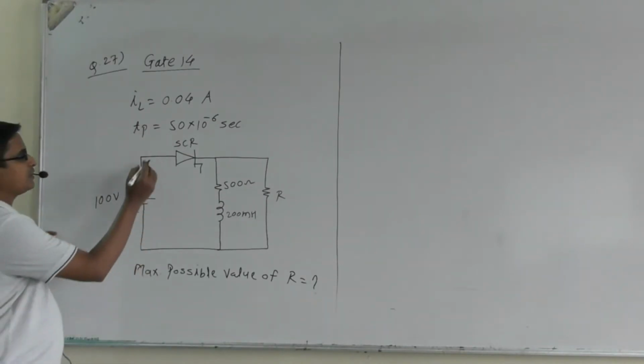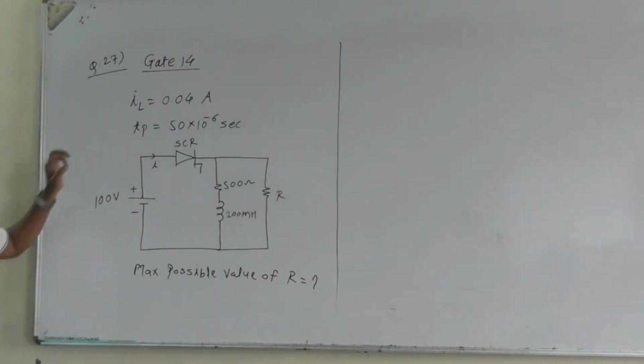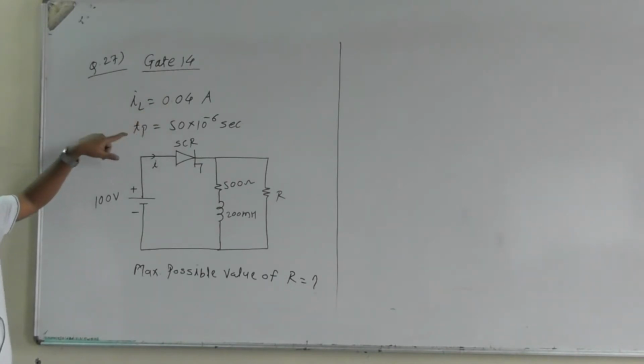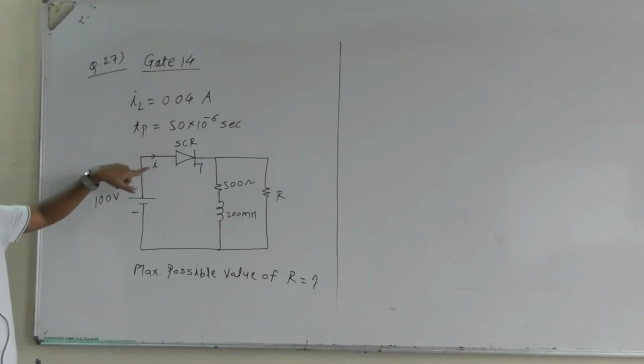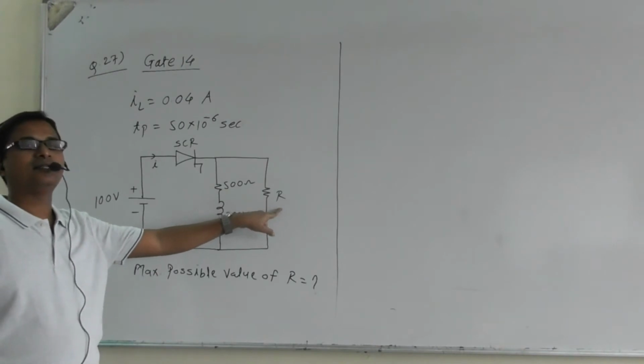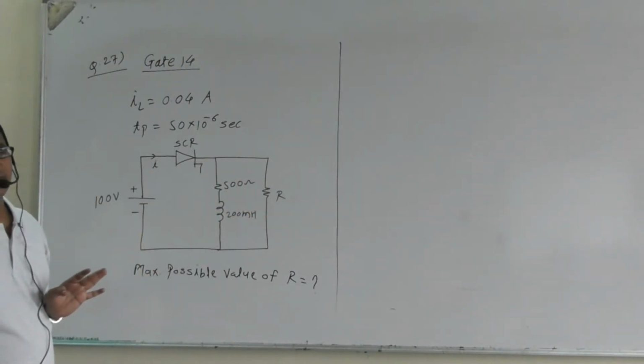the current flowing here, consider it is I. The I value should be equal to 0.04 ampere, right? Means at TP, if the I value is 0.04 ampere, at that time whatever the value of R, that value we need to find here. Are you getting the point?